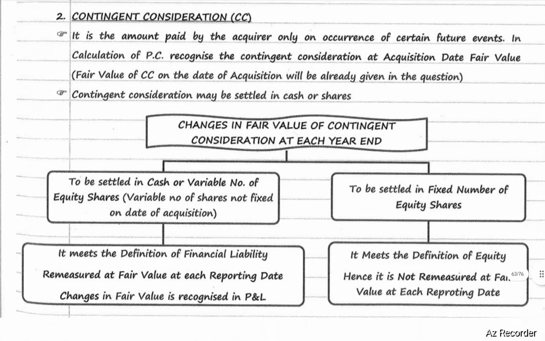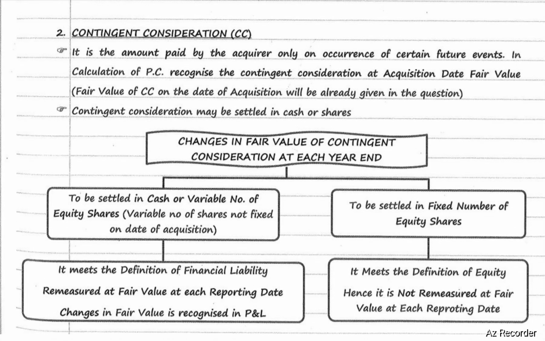Contingent consideration may be either settled in cash or shares. In case of changes in fair value of contingent consideration at each year end, if it is to be settled in cash or variable number of equity shares, that is, variable number of shares not fixed as on date of acquisition, it meets the definition of financial liability and it will be remeasured at fair value at each reporting date. Changes in fair value will be recognized in P&L.